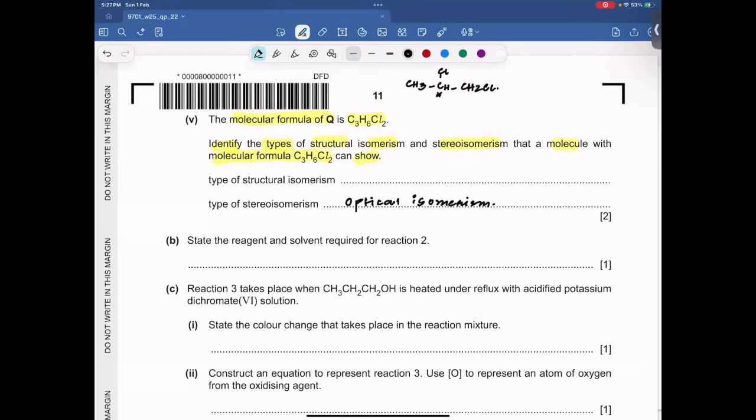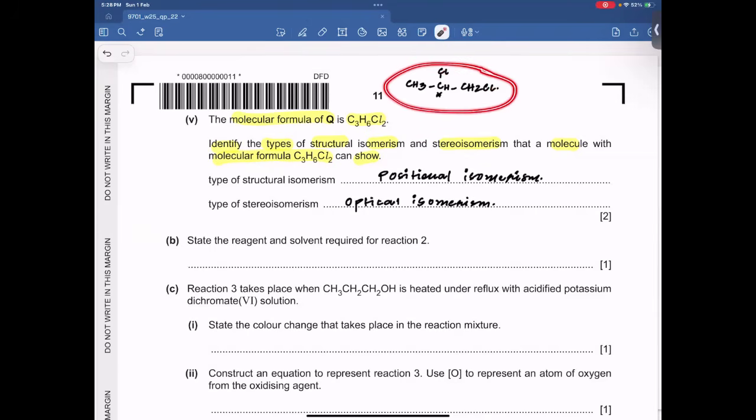Okay. And if I change the position of chlorine, then I'll get positional isomerism. So in structural isomerism, I'm going to write positional isomerism because I can change the position of the chlorine atom in this. And that's the case we have discussed in our lecture, all right? You can even check the isomerism topic in AS chemistry, okay?